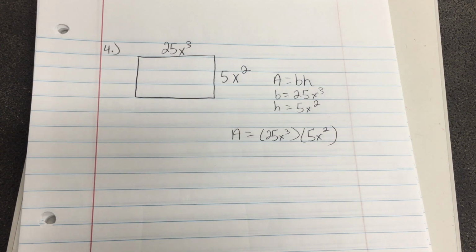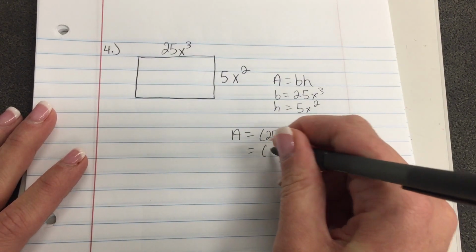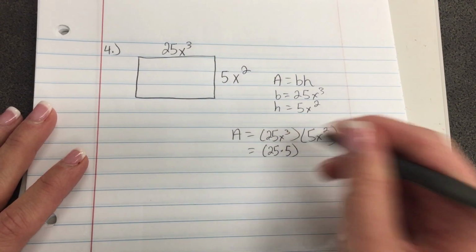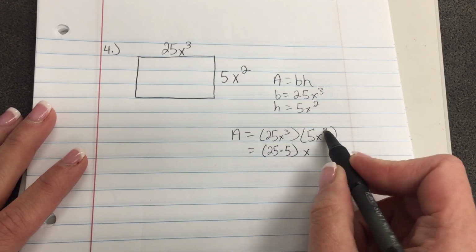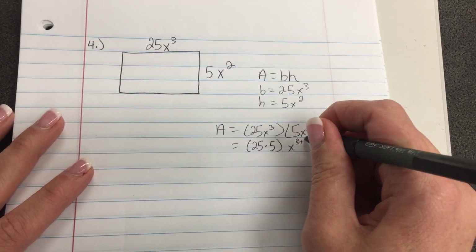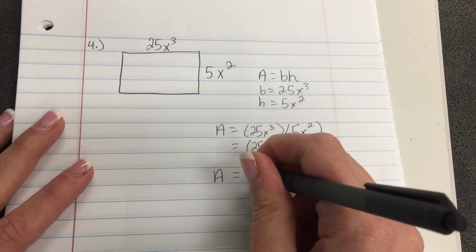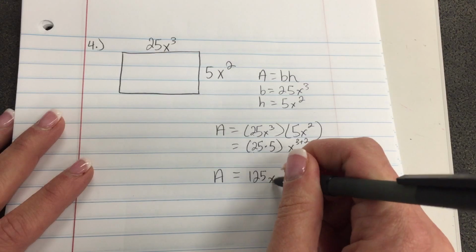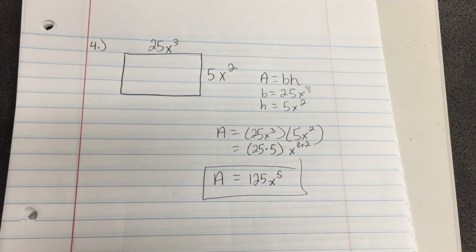Now what we're going to do is solve. When we're solving, you have to solve with the properties that you have known. So you have 25 times 5, and then you have x cubed times x squared, which, with your laws of exponents, you add the exponents: 3 plus 2. So the area would be 25 times 5 is 125, and then x to the 5th power because 3 plus 2 is 5. So it's 125x to the 5th units squared.